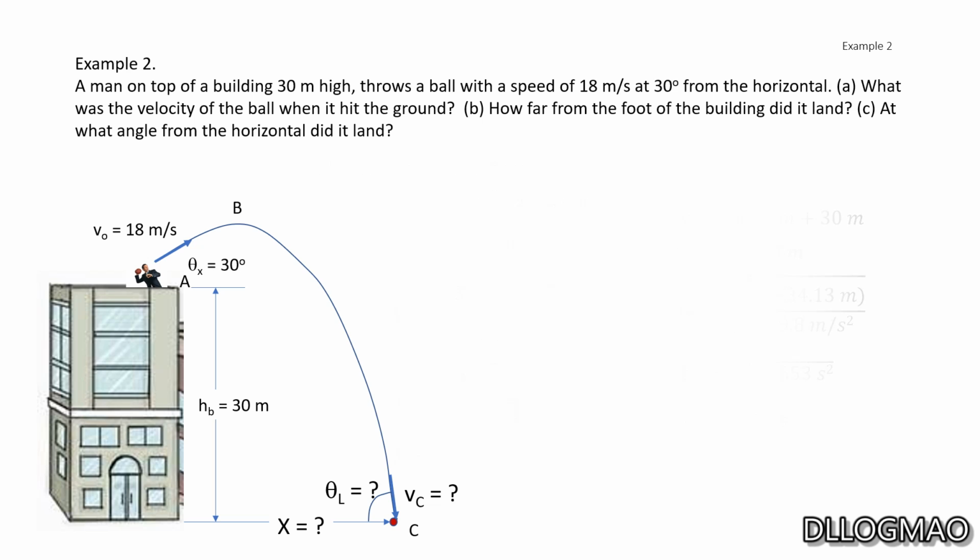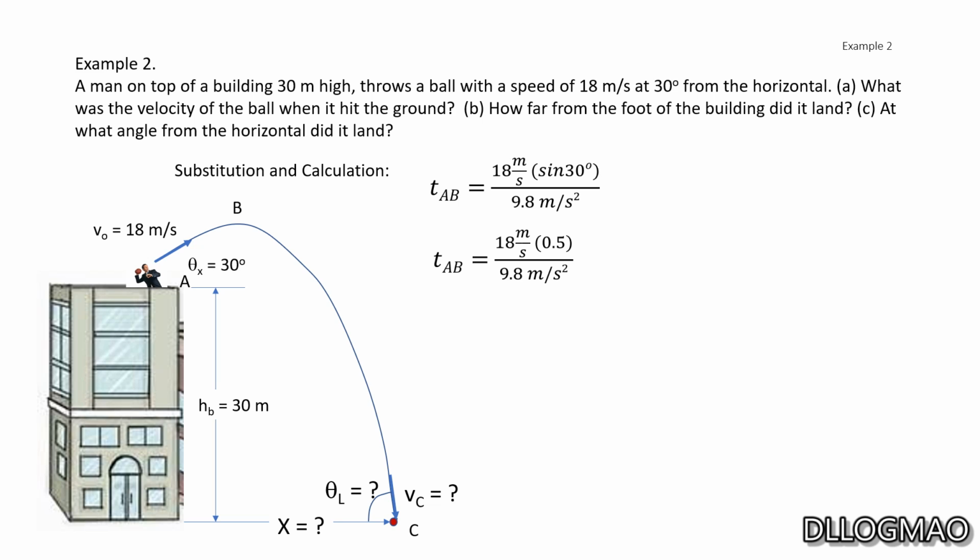Continuing the solution, the time to travel from point A to B is the product of 18 meters per second and sine 30 degrees divided by 9.8 meters per second squared. Sine 30 degrees is equal to 0.5. Time sub AB is 0.92 seconds. The time of travel from A to C is the sum of 0.92 seconds and 2.64 seconds. Time T is 3.56 seconds.